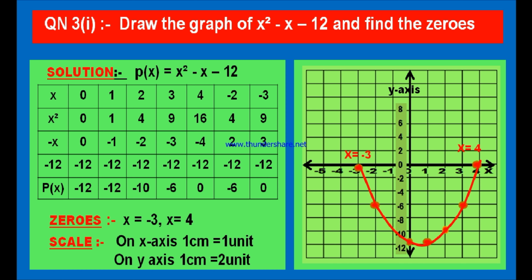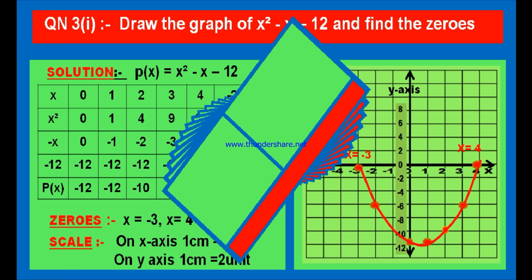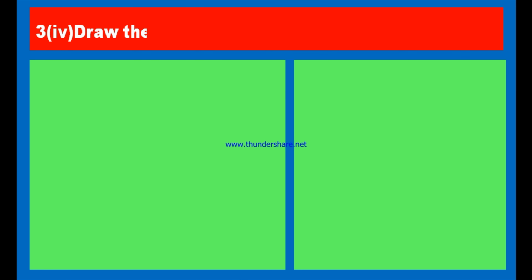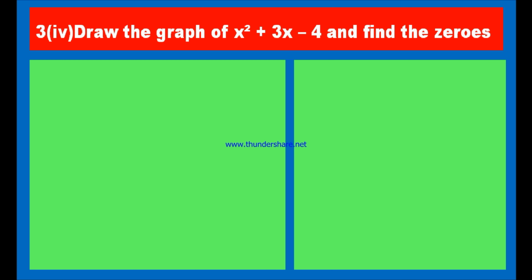We will try another graph question from the same exercise. Here is question number 3, fourth bit. Draw the graph of x square plus 3x minus 4 and find the zeros. I shall repeat. Draw the graph of x square plus 3x minus 4 and find the zeros. Here is the solution. First of all, consider the given quadratic polynomial p(x) is equal to x square plus 3x minus 4 and let us construct a table for this.